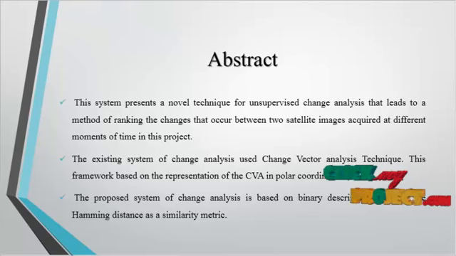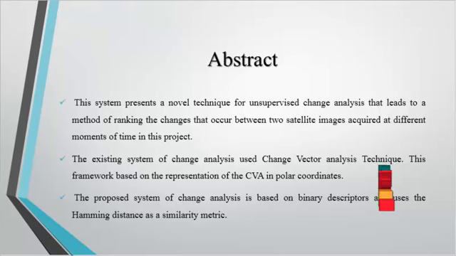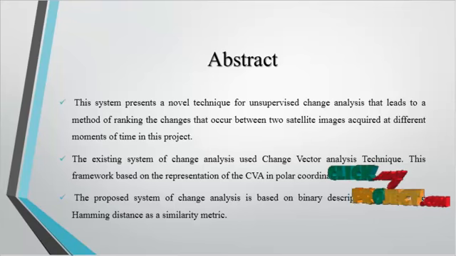To monitor the land area, it is better to detect whether the change that occurred in the land area is dangerous or not. This system presents a novel technique for supervised and unsupervised change analysis that leads to a method of ranking the changes that occur between two satellite images acquired at different moments of time. We already discussed that the objects are taken from the satellite images at two moments of time.